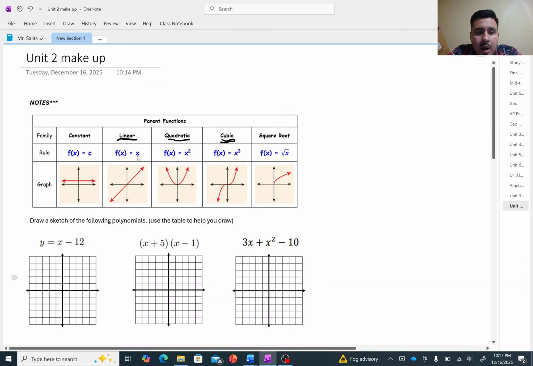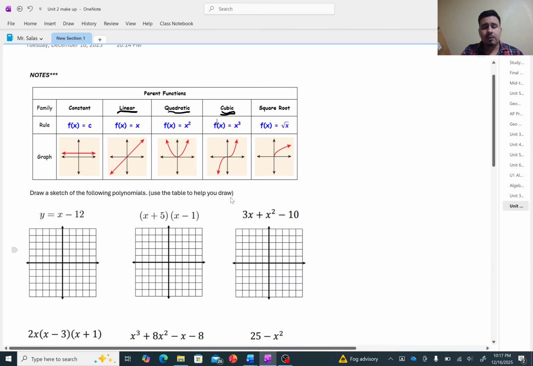Anything with the power of 1 is going to look like a straight line. Anything with the power of 2 is going to look like a parabola, like a U shape. And anything with the power of 3 is going to look like this wiggly thing that we have going on. This is going to be our cubic function, right? And we worked with these before in Unit 2. So let's look at the first couple of problems.